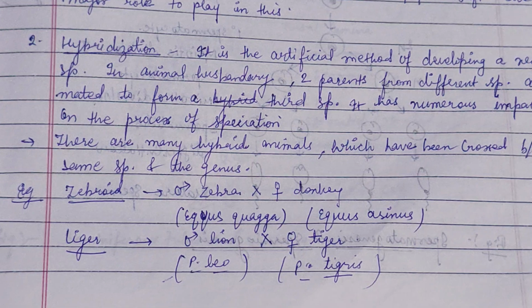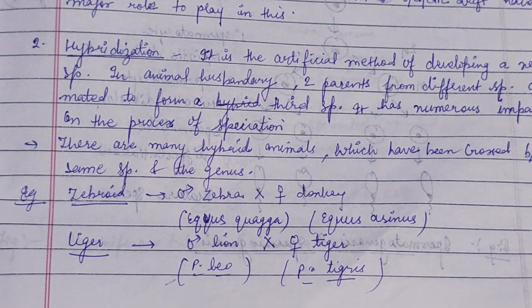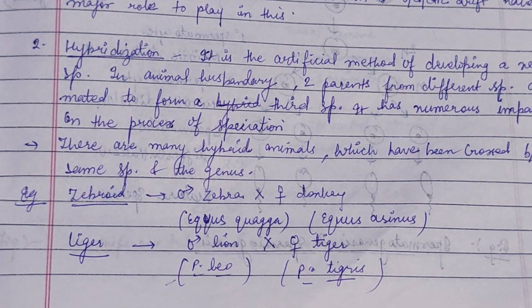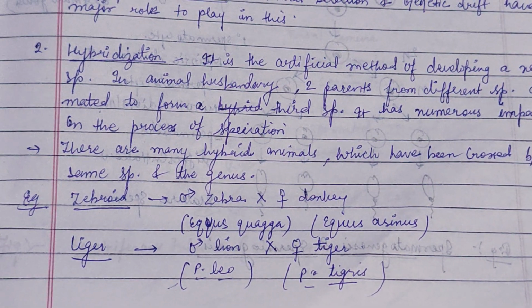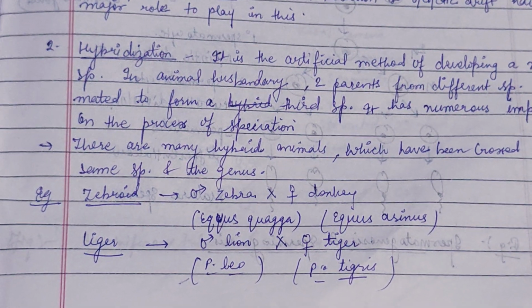The scientific name of the lion is Panthera leo, and the tiger is Panthera tigris, and the zebra is Equus quagga, and the donkey is Equus asinus. So this is all about speciation and its types.